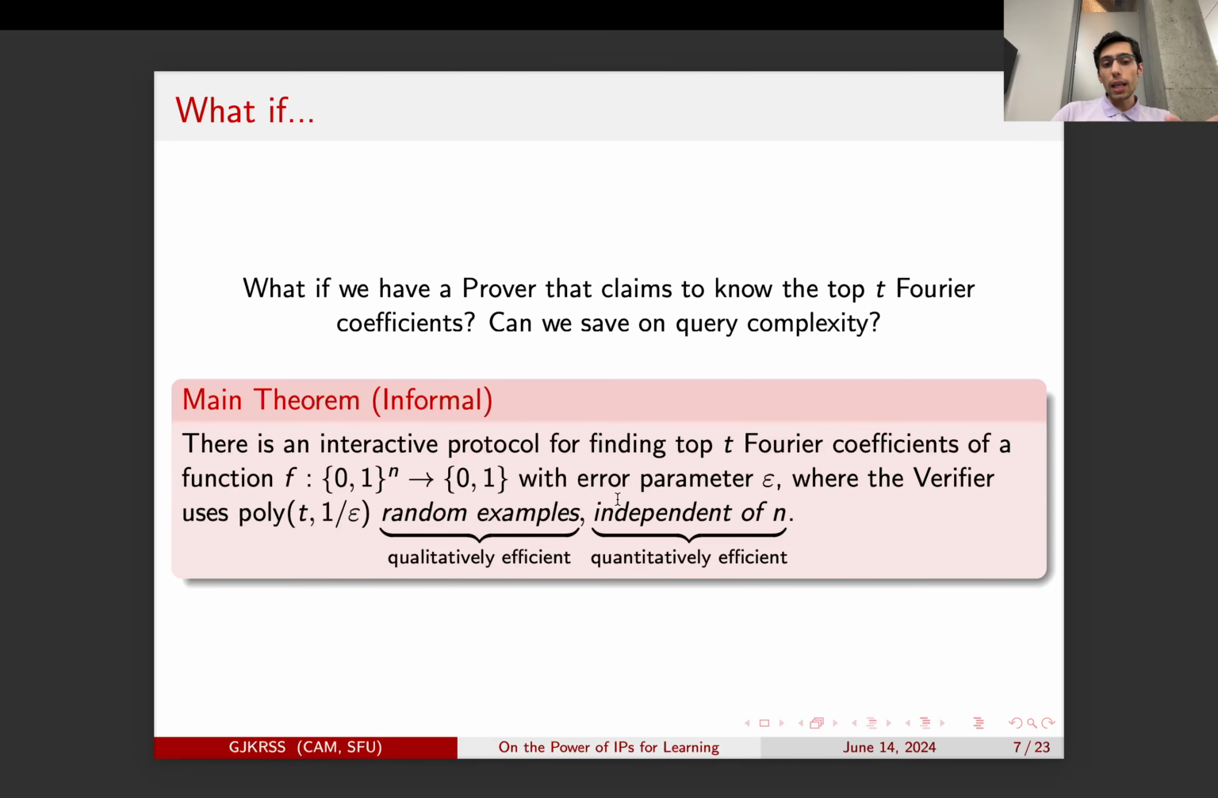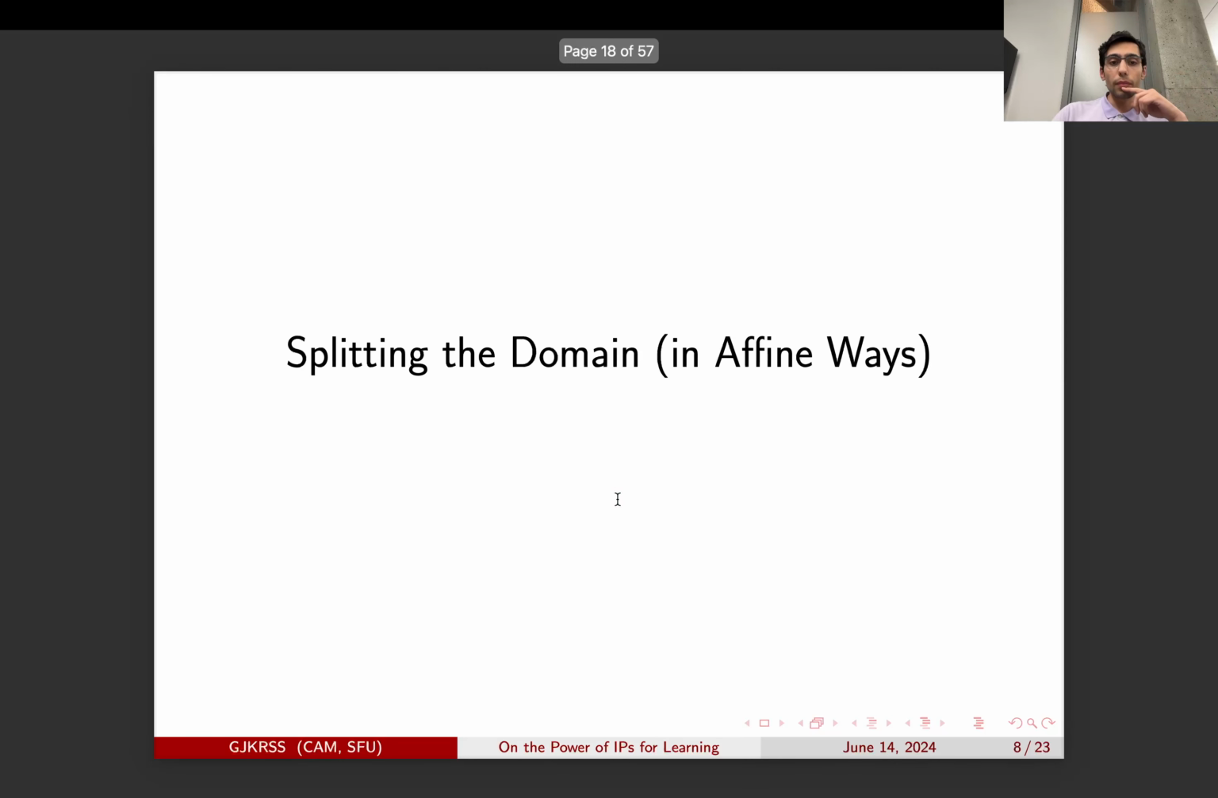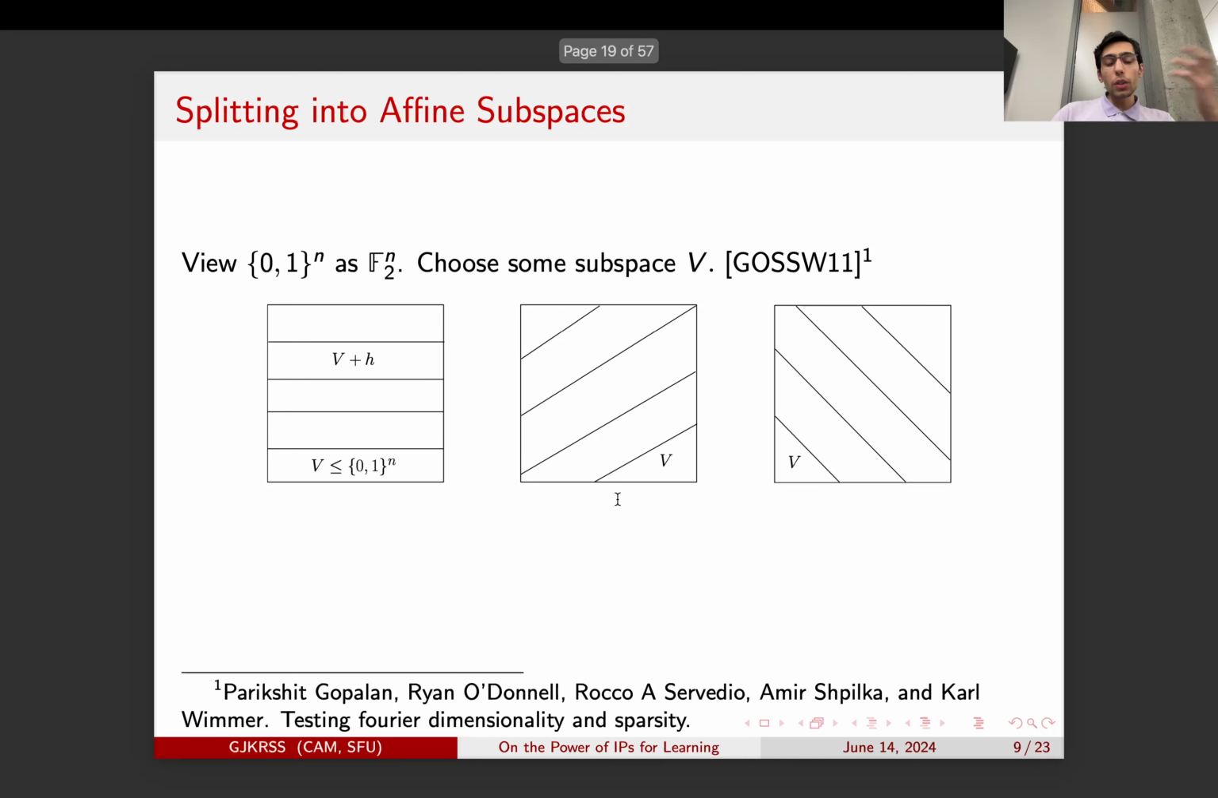Being random examples is qualitatively efficient, because it's a weaker form of access to the input function. And being independent of n is quantitatively efficient. Towards this goal, we want to split the domain of coefficients in a different way, in a way that doesn't depend on n. So we use the following idea.